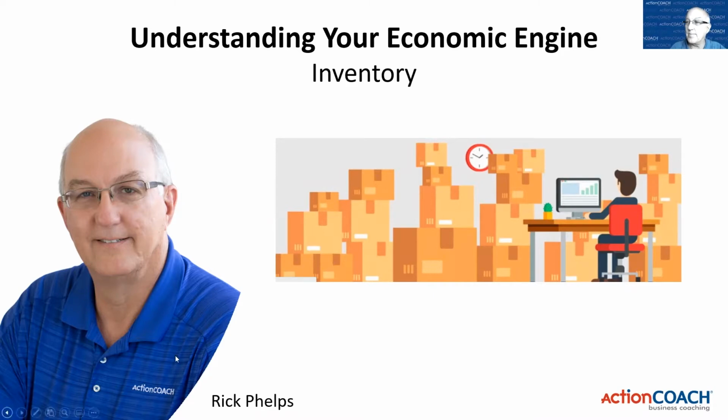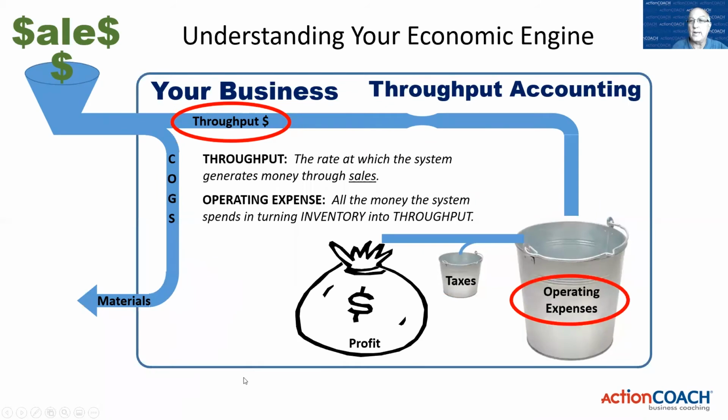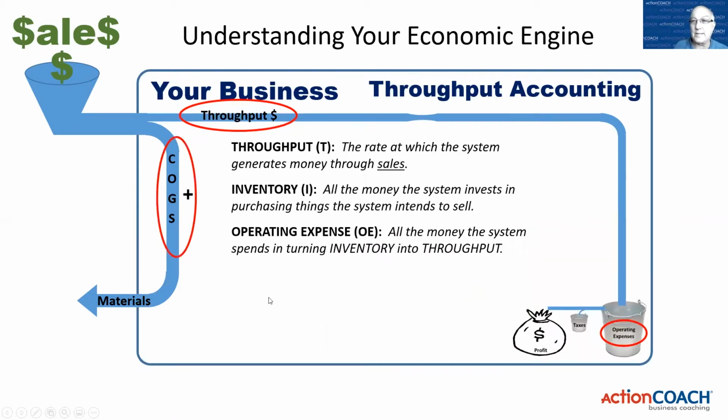So far, in the last session, we talked about the definition of throughput dollars. We defined throughput as the rate at which the system generates money through sales. We then defined operating expense as all the money the system spends in turning inventory into throughput. And in the last session, we kind of ignored the inventory. What exactly was that? So let's open up the definitions here and add the piece in the middle. Inventory: all the money the system invests in purchasing things the system intends to sell.